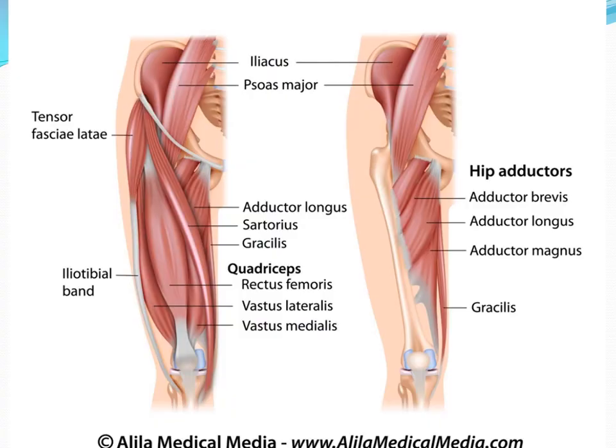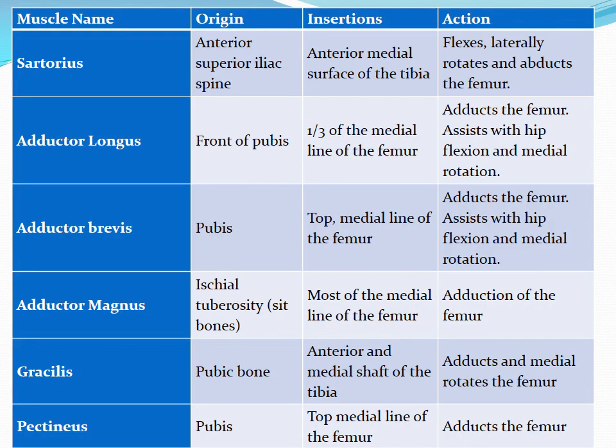Okay, so there they are again. And there are the adductors. So sartorius, that was that tailor muscle I was talking about. It goes from that anterior superior iliac spine, which is part of your pelvic bone, to the medial surface of the tibia. It's going to flex, laterally rotate, and abduct the femur, as well as flex the knee.